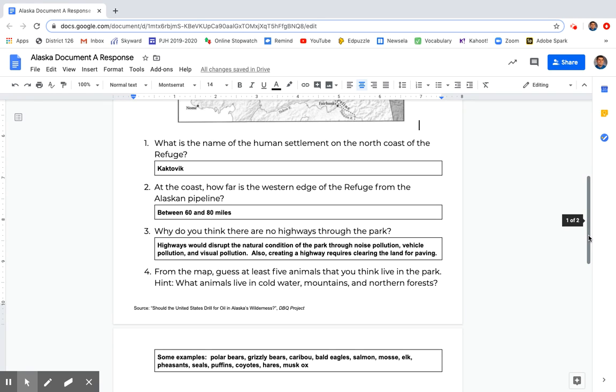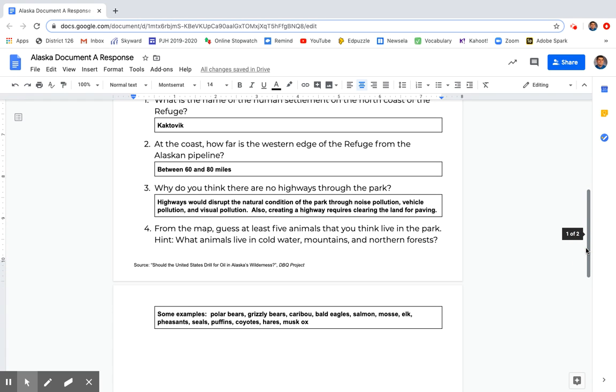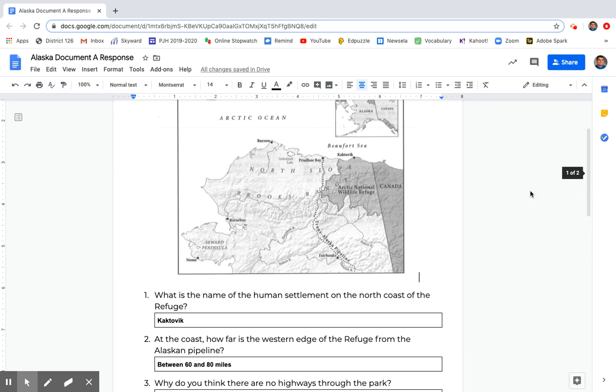Question 4. From the map, guess at least 5 animals that you think live in the park. Hint. What animals live in cold water, mountains, and northern forest? These are just some examples. You may have found some other ones as well, but here's just a short list for you guys. Polar bears, grizzly bears, caribou, bald eagles, salmon, moose, elk, pheasants, seals, puffins, coyotes, hares, and musk ox. Sorry about that.